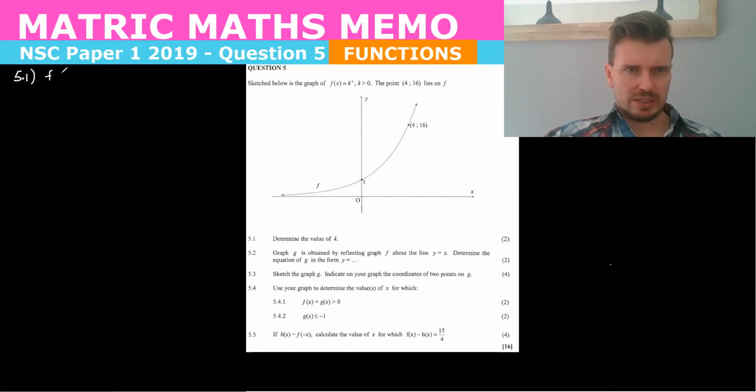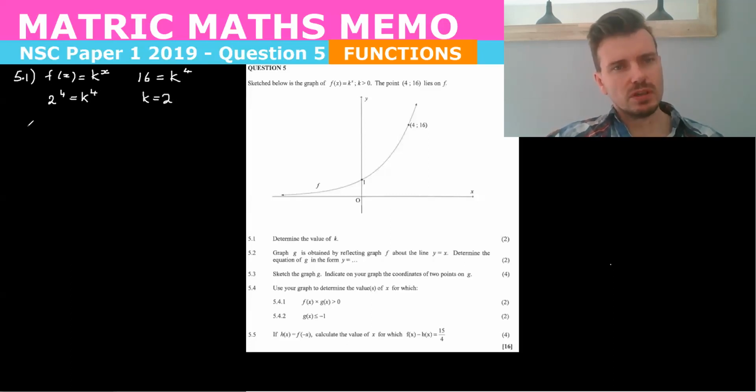So we can just write f of x equals k to the x. And we can just substitute in the point, because f of x is the same as saying y. So we know that y is 16, k is what we want to find, and x is equal to 4. Well, we know that 16 is 2 to the power of 4, and so therefore k is equal to 2. So that's a fairly simple question to begin with.